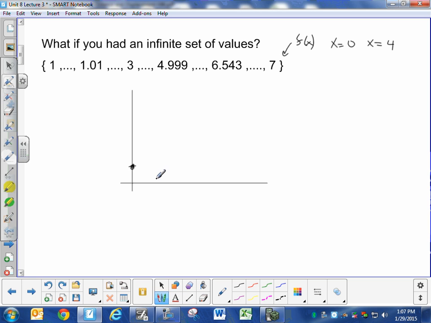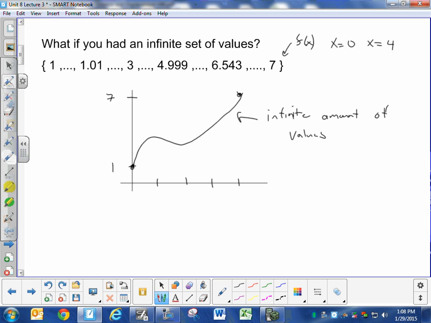We can show it here. So we got 0, 1, and then 1, 2, 3, 4. I don't know how these points are plotted. They could be all over the place, but if I just connect these 2 points with a line, this line represents an infinite set of data, an infinite amount of values. The question we're trying to answer is, what is the average of that infinite amount of values? That's what we're trying to find.